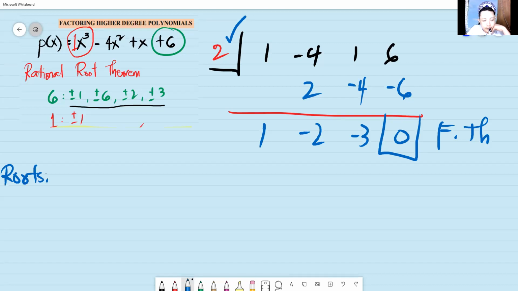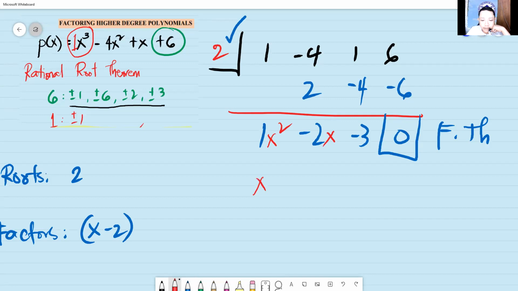Root 2, factor. This will become, change the sign, x minus 2. Can you follow? Okay, so we will end up with this. So, we will put all the remaining variables. This becomes x squared minus 2x minus 3. So, let's work out this new trinomial. x squared minus 2x minus 3. Okay? Do the factors. Factoring method.